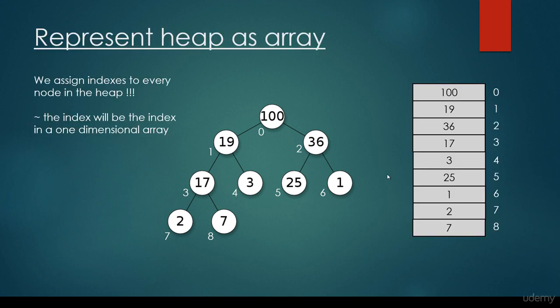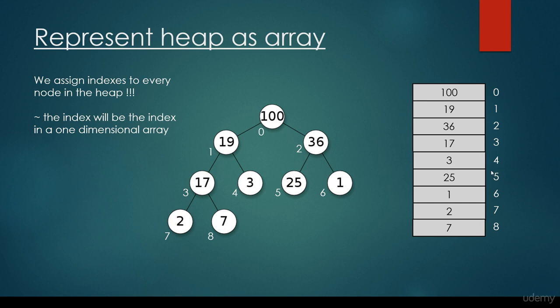And then we just have to construct this array, and the 0 index is going to be the 100. The left child is going to be the 19 with index 1. Then 36 is the right child with index 2, and so on. So basically we assign indices to every node in the heap, and the index will be the index in the one-dimensional array. This is how we represent the tree-like structure with the help of a one-dimensional array.